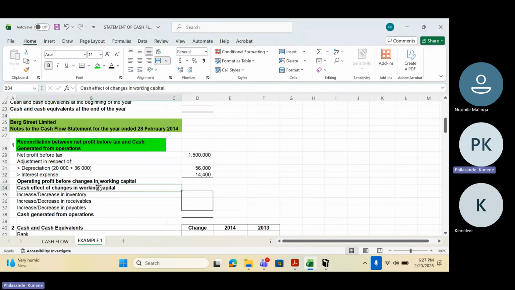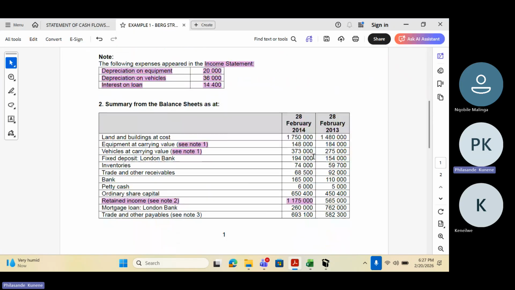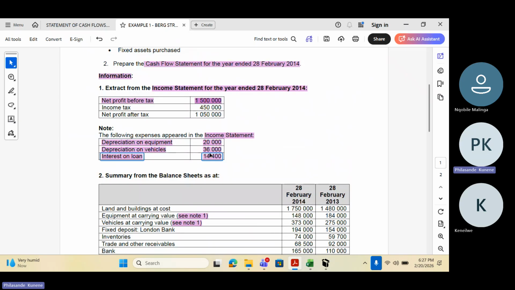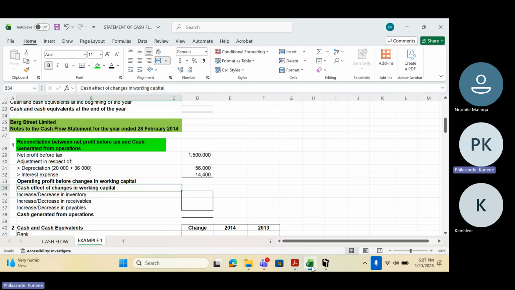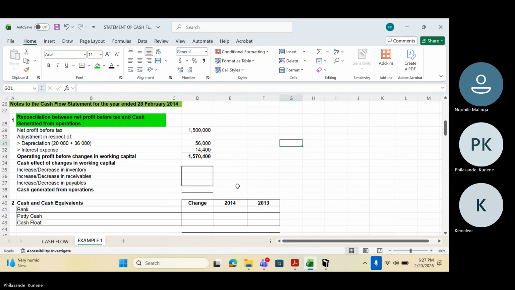Okay, if we carry on with the note, going back to our information, they didn't tell us about anything else on the income statement that should be adjusted there. So which means now I can get my operating profit before changes in working capital from the note. I'm going to have 1.5 million plus 56,000 plus 14,400. That is going to be 1,570,400 rands. Okay. In that scenario, now I need to move on. What does the note say?